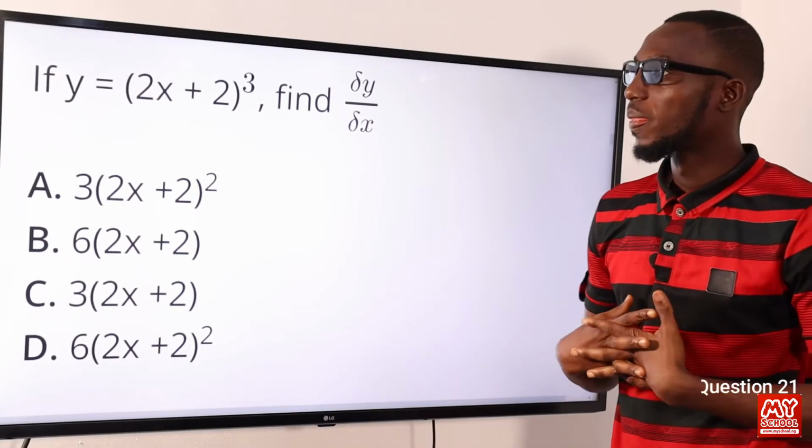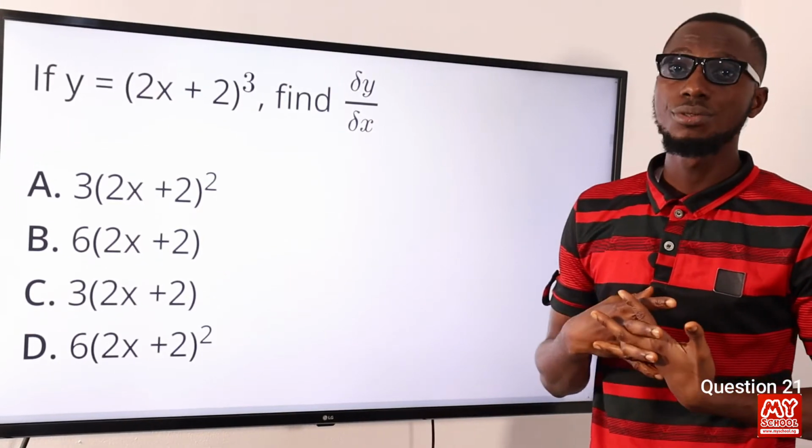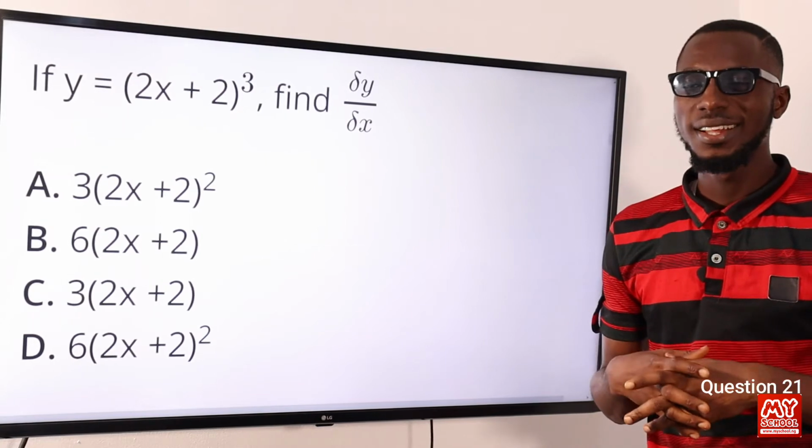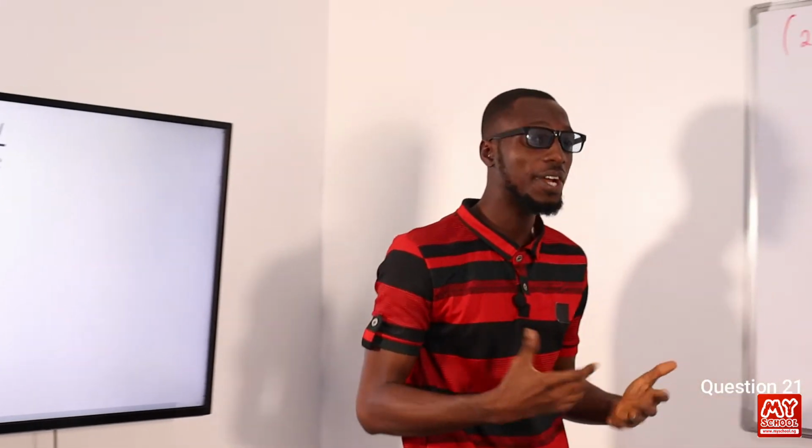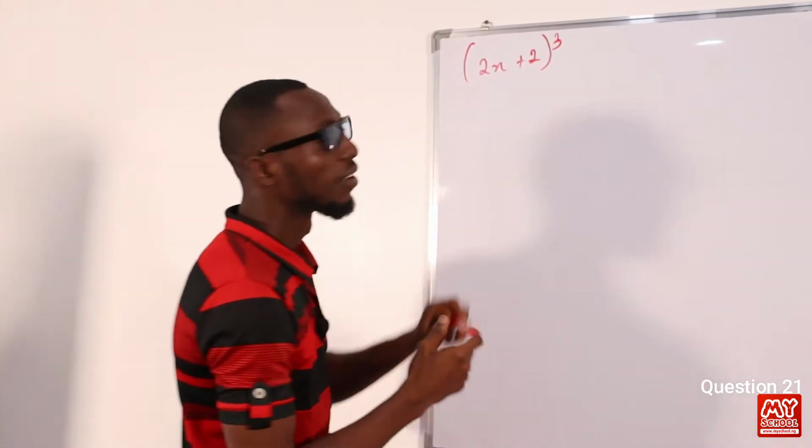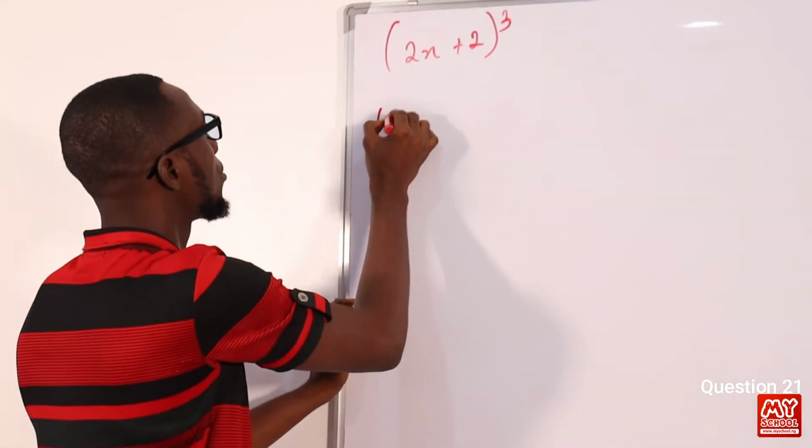Question 21. If y equals (2x plus 2) raised to power 3, find dy dx. So still on differentiation. So we have this, and this makes for our u.